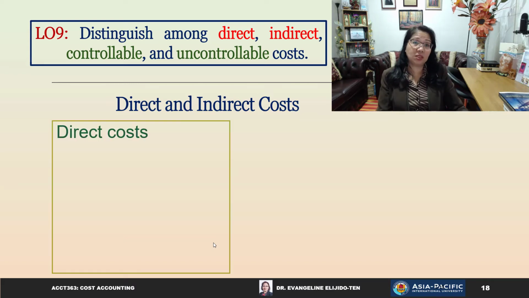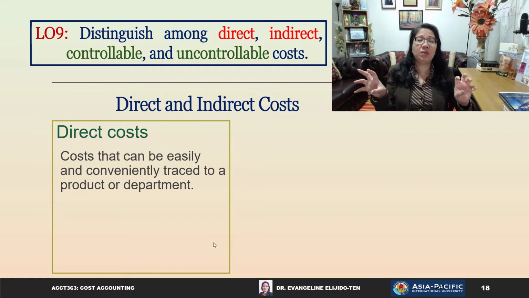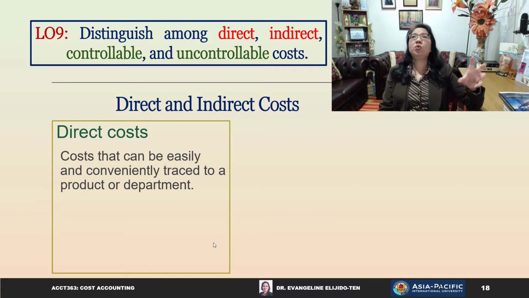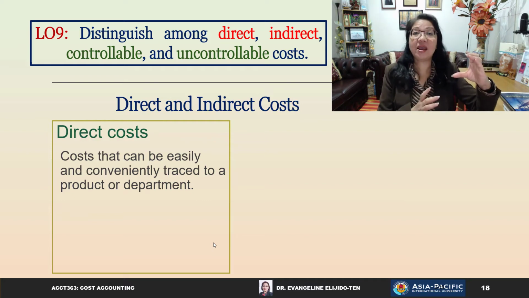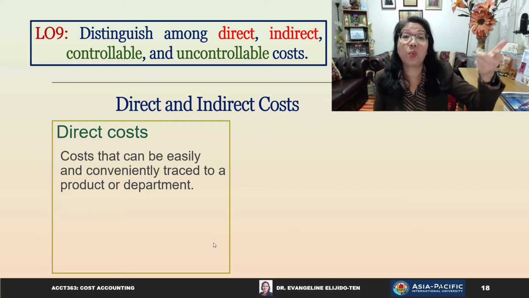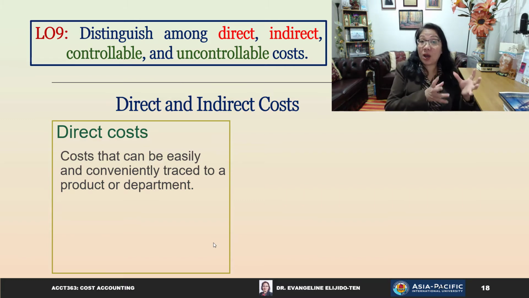Direct costs are costs that can be easily and conveniently traced to a product or department. So this product or department are what we refer to as cost objects. Why do we want to know the cost of a product? Because if we know the product cost, we can add the desired markup and then we can determine the price that we would be selling our product and achieve the profit that we wanted. So a product is one cost object.